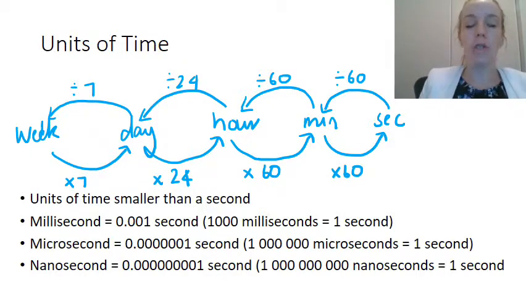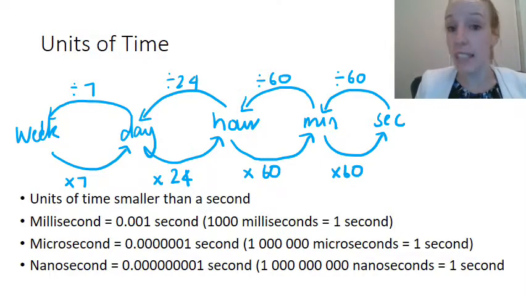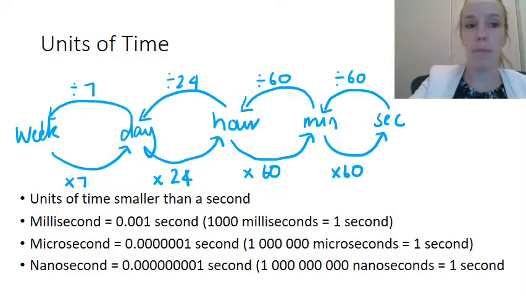So there's also units of time that are smaller than a second that I've got down the bottom here. So milliseconds are 0.001 of a second. So 1,000 milliseconds is 1 second. A microsecond, 0.000001 of a second. And a million microseconds equals 1 second, and a nanosecond there you can see is a very, very small measurement of time, and it's 0.000000001 of a second, so very small unit of time there.